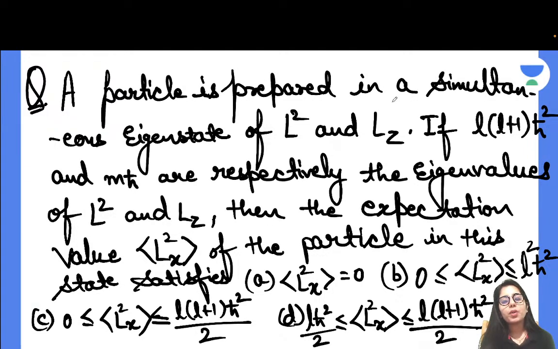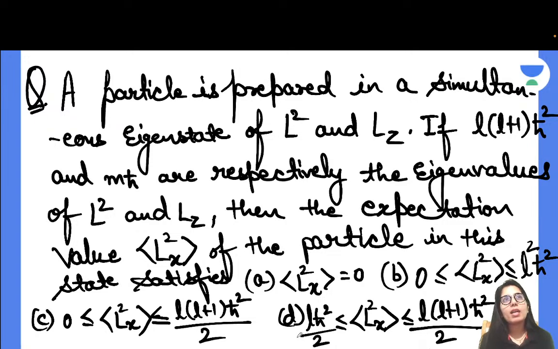A particle is prepared in a simultaneous eigenstate of L square and Lz. If L times L plus 1 h cut square and m h cut are respectively the eigenvalues of L square and Lz, then the expectation value of Lx square of the particle in this state satisfies which of the conditions? Okay, so the right answer or the expression for the minimum and the maximum value for Lx square's expectation value is given in option D. So that's the right answer.